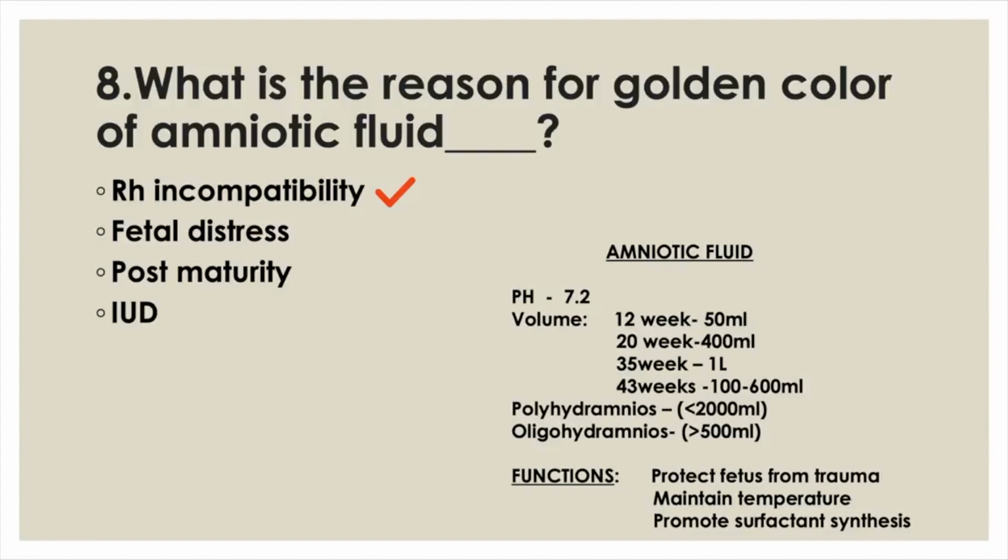Amniotic fluid, pH 7.2. Volume: at 12 weeks 50 ml, 20 weeks 400 ml, 35 weeks 1 liter, 43 weeks 100 to 600 ml. Polyhydramnios, amniotic fluid more than 2000 ml. Oligohydramnios, amniotic fluid less than 500 ml. Functions: it protects the fetus from trauma, maintains temperature, and promotes surfactant synthesis.